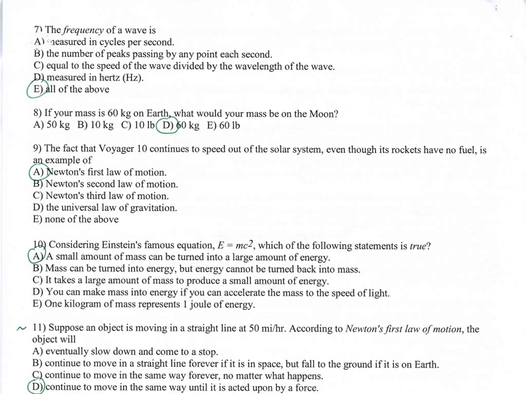Question 10. If we look at Einstein's E equals mc squared, basically A, what all stars do: they take a tiny bit of mass and convert it into a large amount of energy. So A is the best answer there.